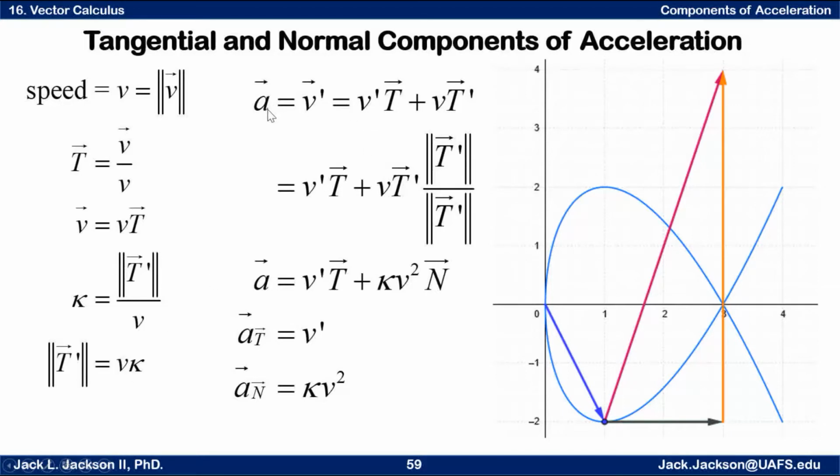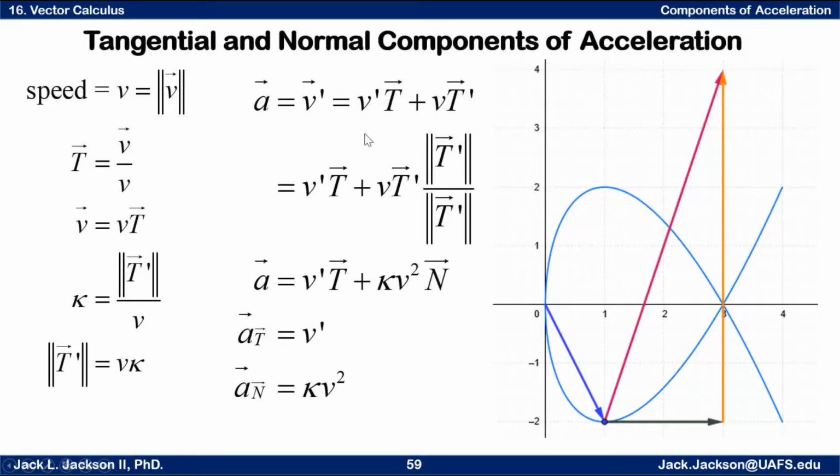Now, the acceleration is the derivative of the velocity. So if we think of the velocity in terms of this expression here, v, speed, times the unit tangent vector, we can apply the product rule. So it's the derivative of the first times the second plus the first times the derivative of the second. That's one way to say it. Okay, so in any event, you get this expression right here.